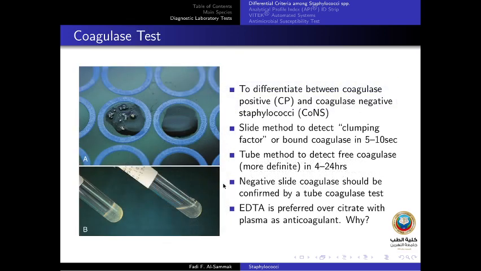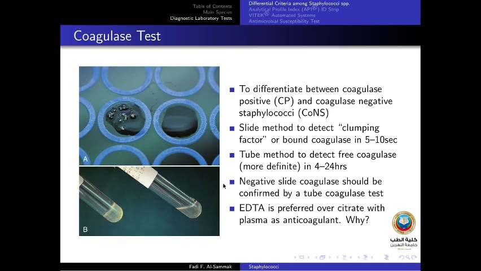Now, coagulase test, we have two formats. The idea of the coagulase test is to detect the presence of the coagulase enzyme, and the function of the coagulase enzyme in the Staphylococci is to protect the microorganism from phagocytosis, from the immune response. It is one way to evade the human immune response.